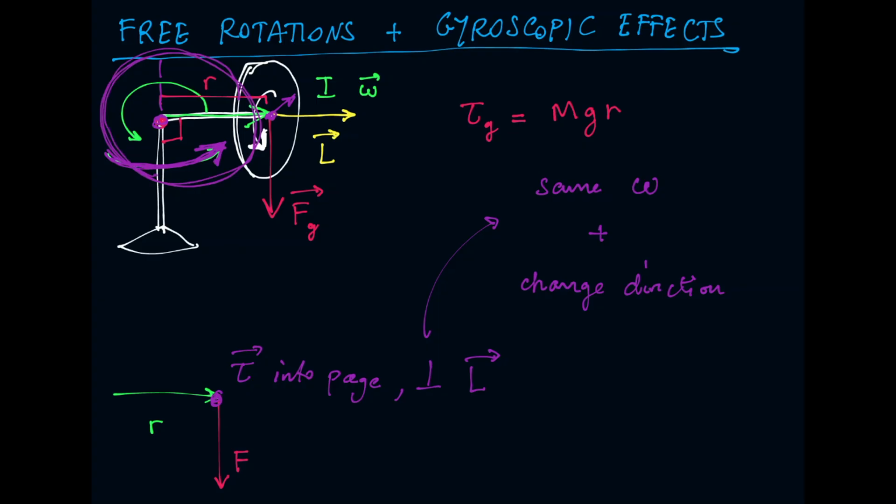This movement, due to the torque applied, is called precession of the gyroscope. And it's a super interesting phenomenon. By the way, if you really think about it, imagine that this wheel wasn't spinning.